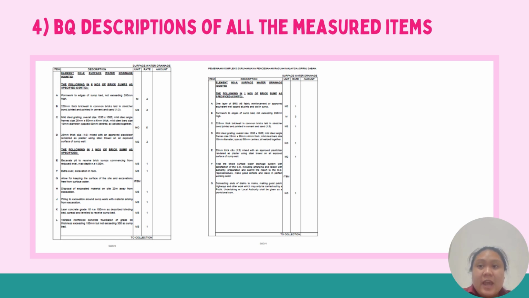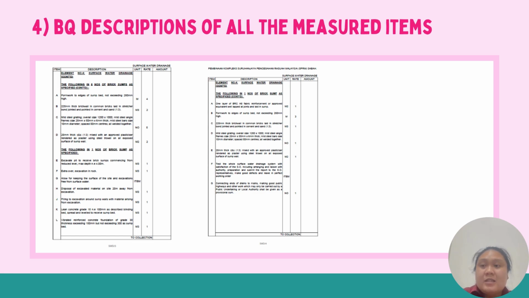1 layer of BRC A8 fabric reinforcement or approved equivalent, well lapped at joints and laid in sump. Formwork to edges of sump bed not exceeding 200 mm high, 225 mm thick brick wall in common brick laid in stretcher bond, jointed and pointed in cement and sand. Mild steel grating overall size 125 by 1000 with steel angle frame size 25 mm by 50 mm by 6 mm thick. Mild steel bar size 10 mm diameter, spaced 50 mm centers, all welded together. 25 mm thick cement and sand mixed with an approved plasticizer, rendered as plaster using a steel trowel on all exposed surface of sump wall.